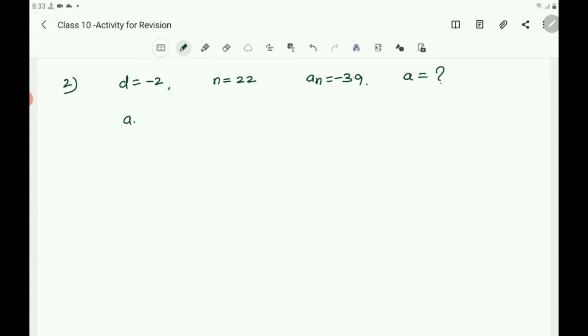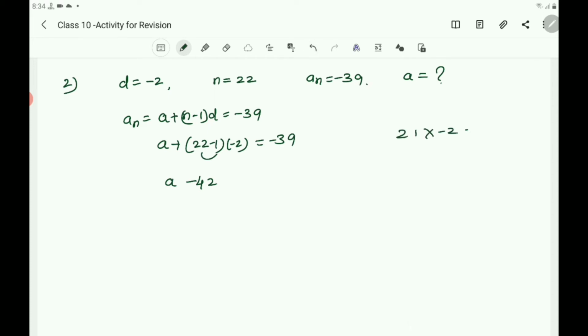Again you write the same formula for an. An equals a plus n minus 1 into d. So it is an is minus 39. Then you write minus 39. Here a is not given, we have to find out. So you write it a only, plus n is given, that is 22. 22 minus 1. D is also given, that is minus 2. So you write minus 2 equals minus 39. Then it becomes a. 22 minus 1 is 21. 21 into minus 2 is minus 42. So it becomes a minus 42.